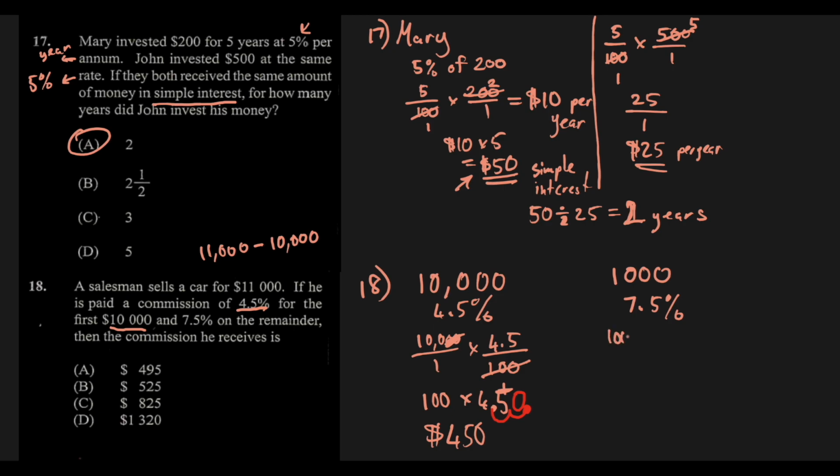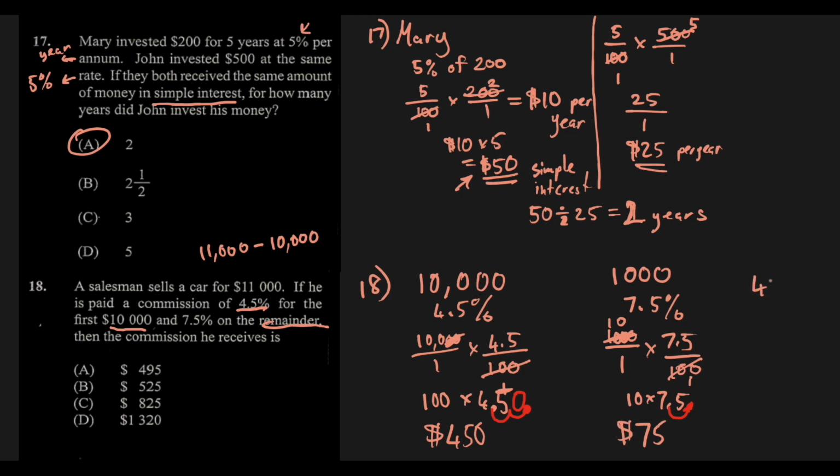Likewise, we do the same over here. We'd have 1,000 over 1 times 7.5 over 100. We already figured out how much he's going to get from the first 10,000. So 100 goes into itself once, and it goes into 1,000 by crossing out the 2 zeros, leaving us with 10. So 10 times 7.5, we move the decimal place to the right, which gives us 75. So altogether, we have $75 that we have to add to 450.